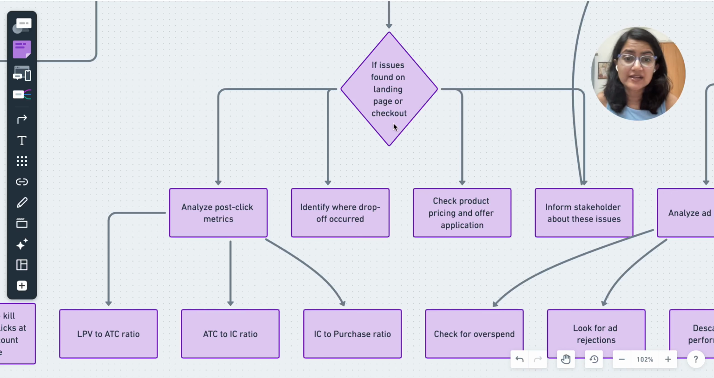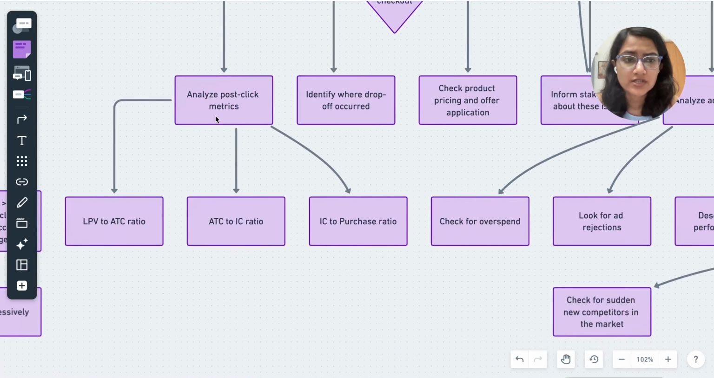So while you're analyzing that, you have found there's an issue with the landing page, you go to your post click metrics, and you see where the drop off is. Is it between LPV to ATC, or between ATC to IC? Is the drop off between IC to purchase? The moment you understand where the issue is, you know this is where I need to look into.